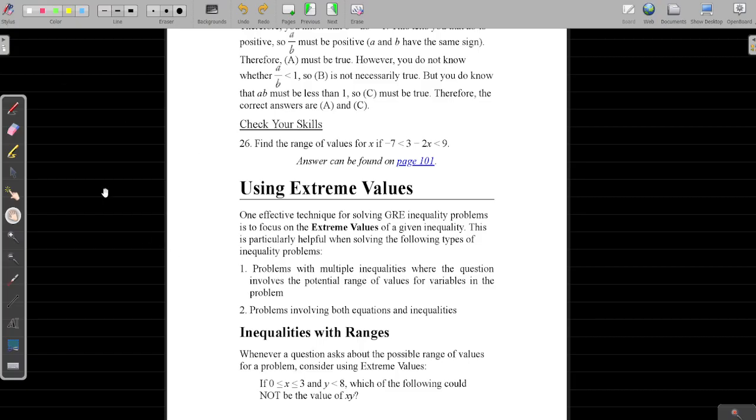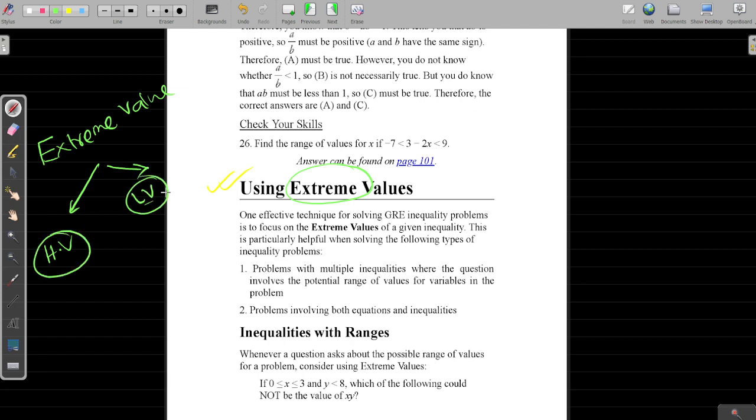Now we are going to discuss using extreme values while you are calculating inequalities. What does extreme value mean? Extreme value means extreme values. This means the highest value or the lowest value. These two types of value: peak value or lowest value.